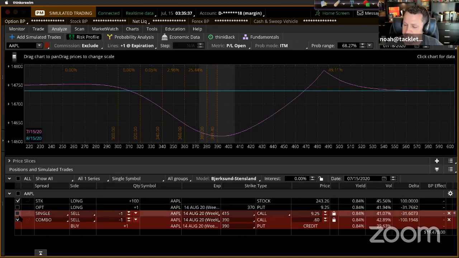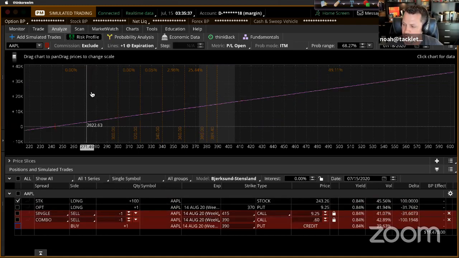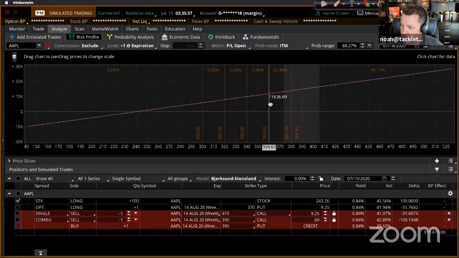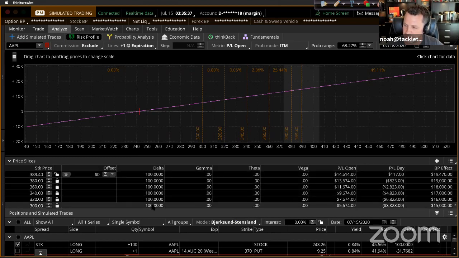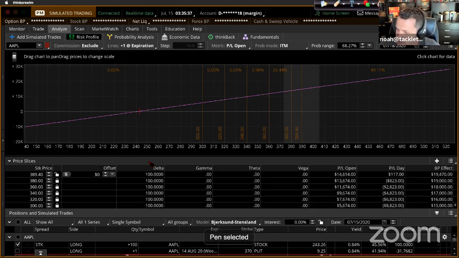Now I'm going to make you look at the stock risk graph one more time. It's a 45-degree angle. Your net delta on the position is 100, so you have 100 shares of the stock. If the stock price goes up $1, you make $100. If it goes down $1, you lose $100. That's simple, right?